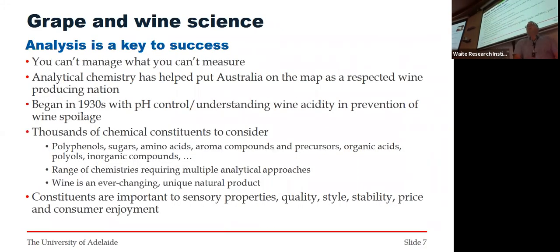So analysis. Analysis is the key to the success of what we do. There's an old adage, and it's not mine, and this applies to business and everything: you can't manage what you can't measure. So how do we measure things? That involves analytical chemistry. And in fact, analytical chemistry, or chemistry in general, has been very important to Australia right back in the 30s. Something as simple, or we think it's simple nowadays, as pH control, really revolutionised the industry.